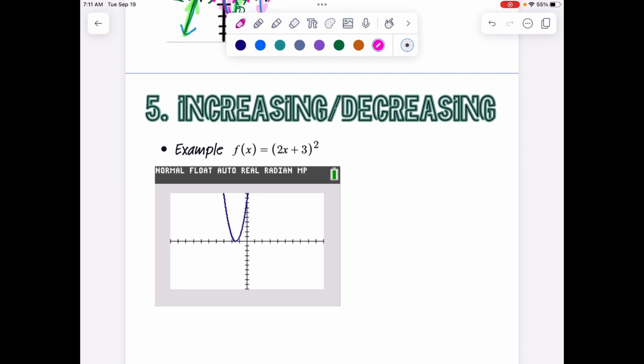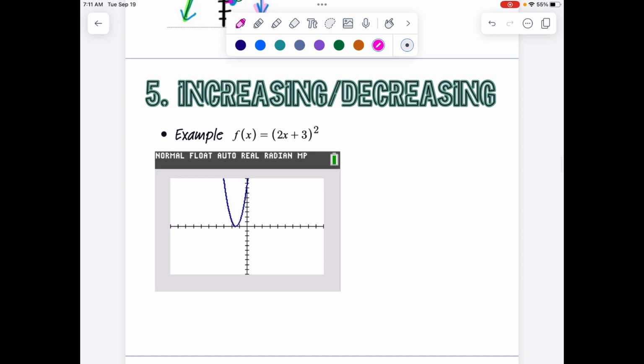I want you to grab your calculator, and if you haven't already done so, I want you to clean out all of the equations in your y equals menu. Go the whole way down, make sure there's no random slashes or symbols in any of the y equals down below, because that will mess up your graph.